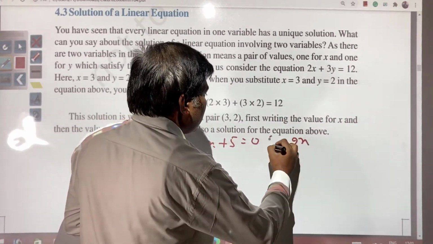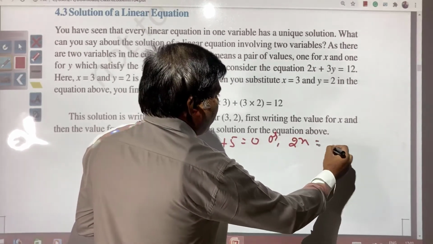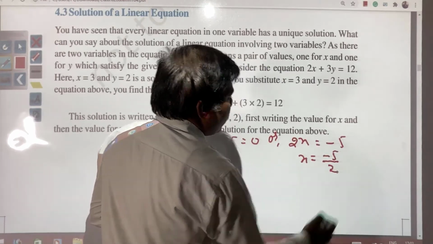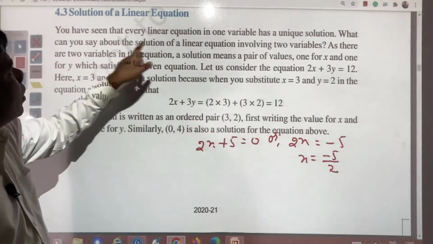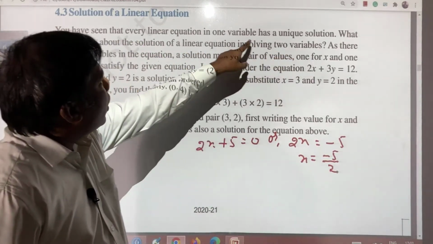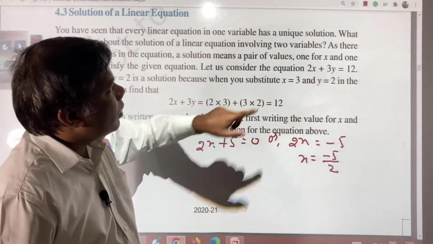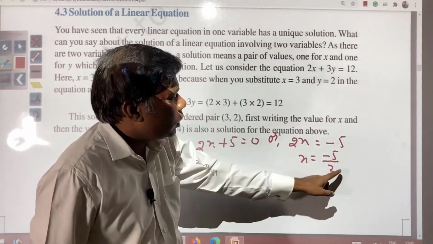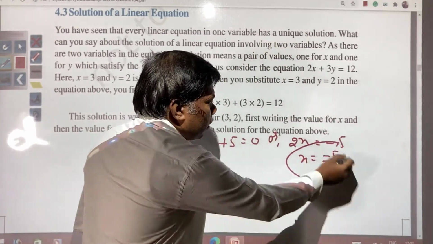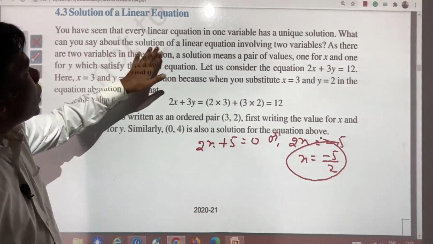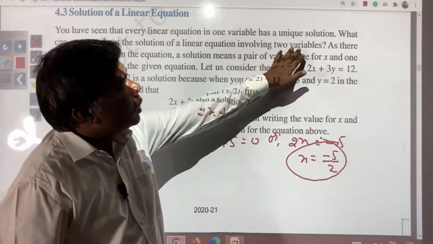2x is equal to minus 5 and x will be equal to minus 5 by 2. It means what? If linear equation you have in one variable, you will get unique solution. One solution only you will get. Already you have learned this. What can you say about the solution of a linear equation involving two variables?